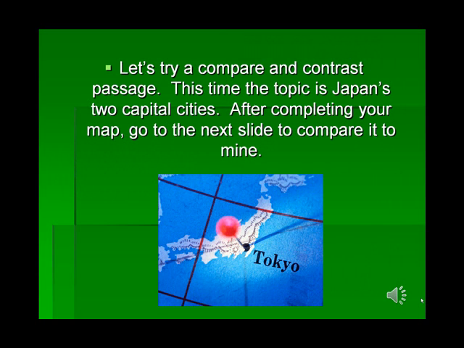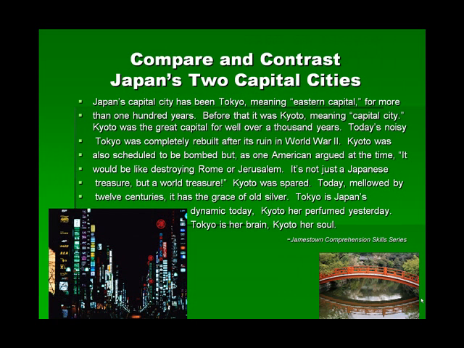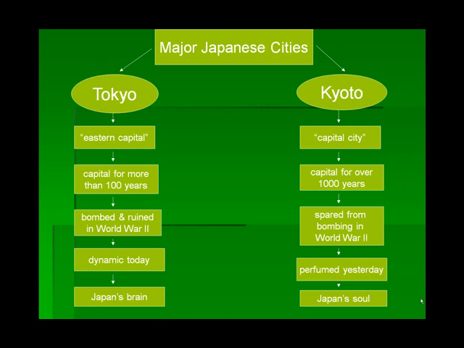Let's try a compare and contrast passage. This time the topic is Japan's 2 capital cities. After completing your map, go to the next slide to compare it to mine. Again, your map may vary from mine, but it should include Tokyo and Kyoto and the major details about the cities in a clear fashion.